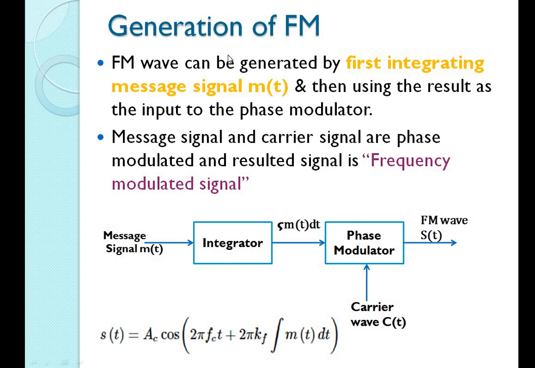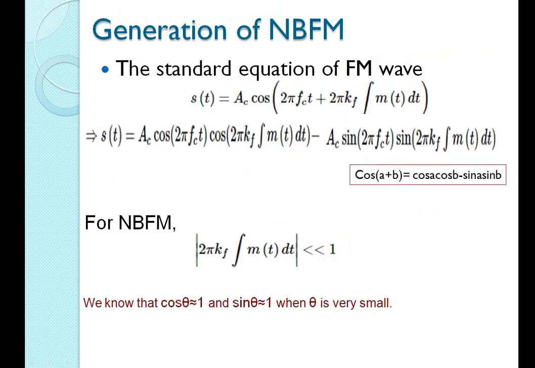So the frequency modulated wave can be generated by first integrating the message signal m(t), then using that result as an input to the phase modulator. The message signal and the carrier signal, which are phase modulated, give the frequency modulated signal. That is, s(t) = Ac cos(2 pi fc t + 2 pi kf integral of m(t) dt). This is how you will get the signal. The standard equation is s(t) = cos(2 pi fc t + kf integral of m(t) dt).